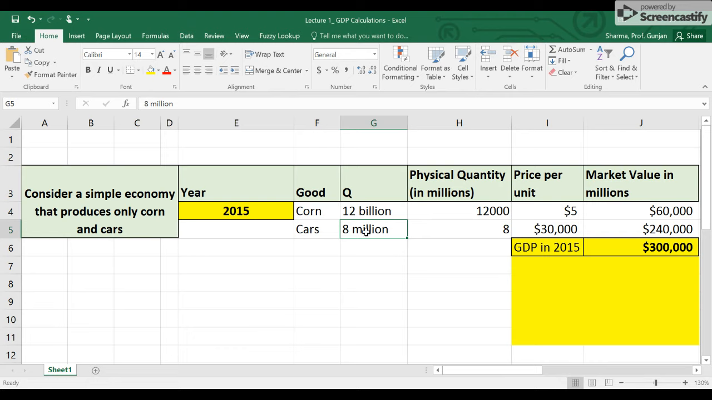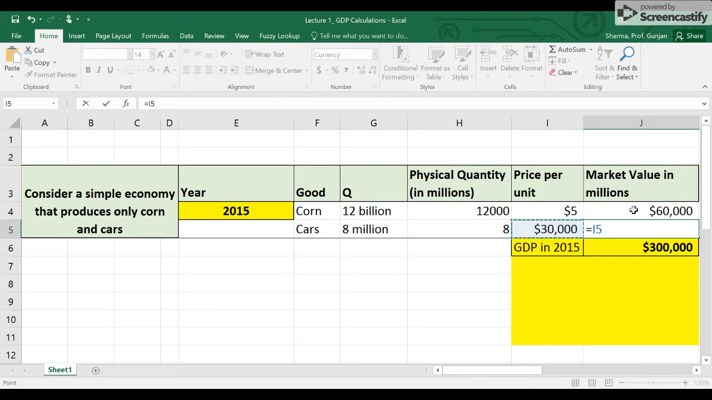How? By converting them into market value. Because if 12 billion bushels of corn were produced, they were sold. And so there must be a market price that I can use to make this conversion. So suppose that the market price of corn was $5 per bushel. And this now allows me to make a very simple conversion of bushels into dollars. Price times physical quantity gives me the dollar value of all the corn that was produced in this economy in 2015.